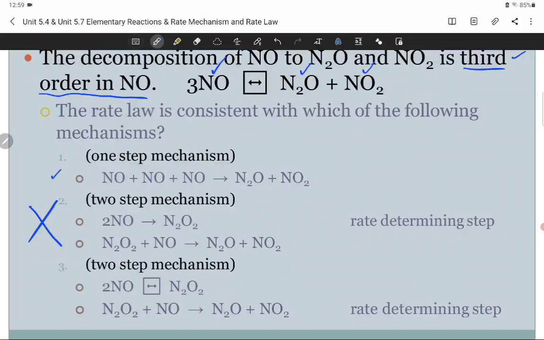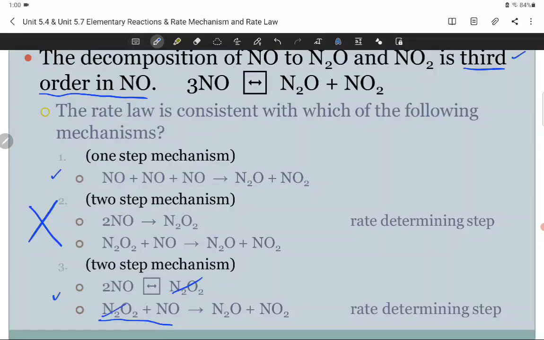So let's look at mechanism number 3. So let's cancel those. Let's add those up. So 2 NOs plus an NO make 3 NOs. Okay, N2O as a product. Nice. And NO2 as a product. Okay, so as far as balancing chemical equations are concerned, this looks good. Let's just see if it matches up with the order of reaction. So we're going to use the rate determining step. And we do have an issue here.